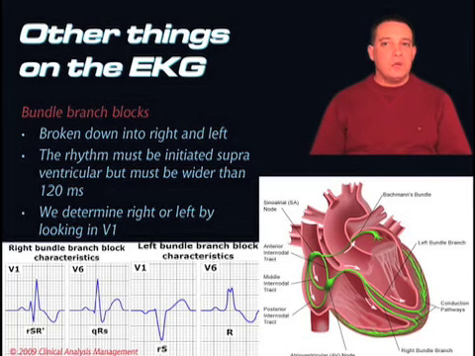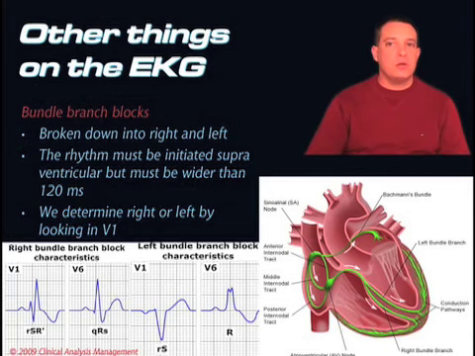Now, the second thing that we have to say about a bundle branch block is that while it's supraventricular, it also has to be wider than 120 milliseconds, or 0.12. So it's got to be wider than 3 little boxes, but it has to be supraventricular in nature. So it either has to be a junctional bundle branch block, or it's got to be some kind of atrial-driven bundle branch block.